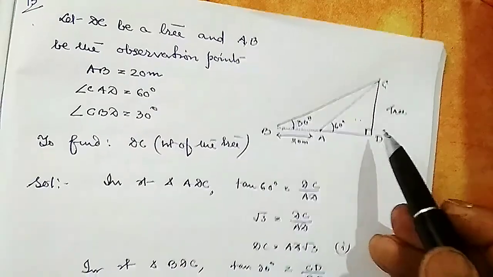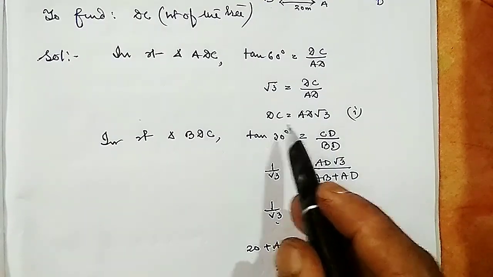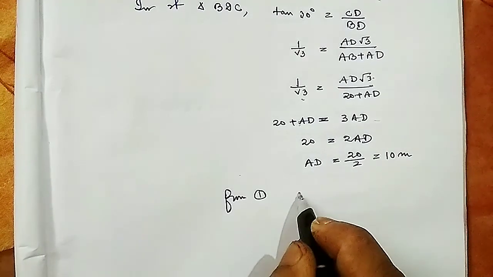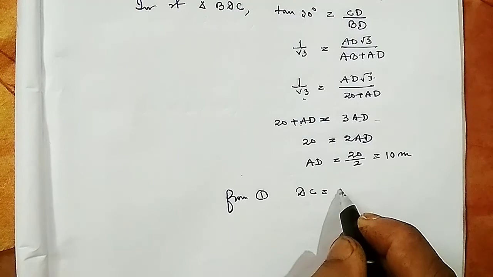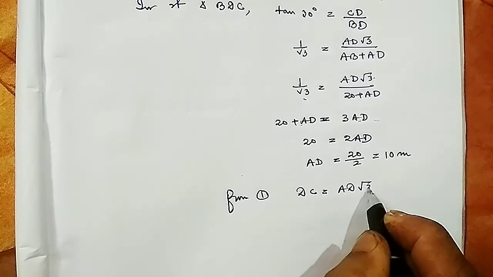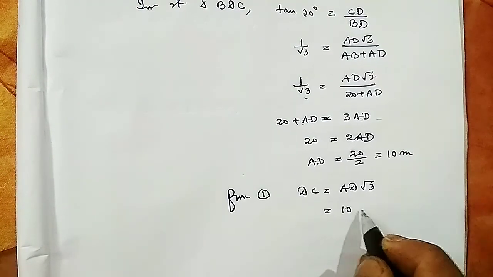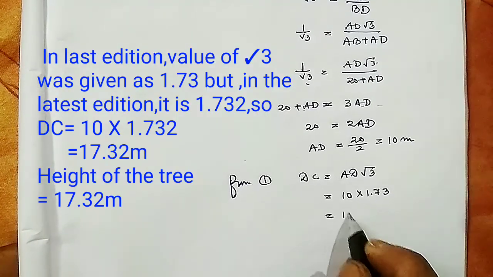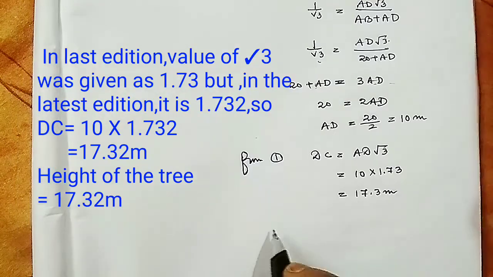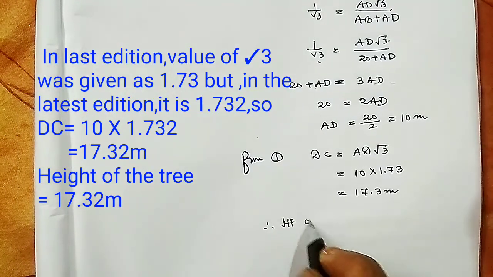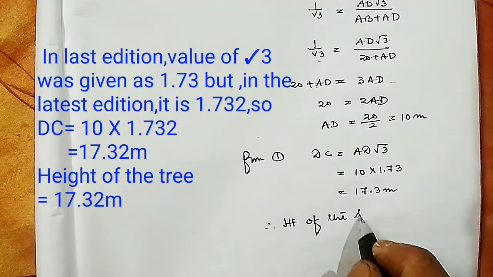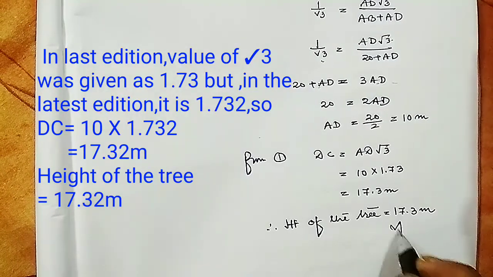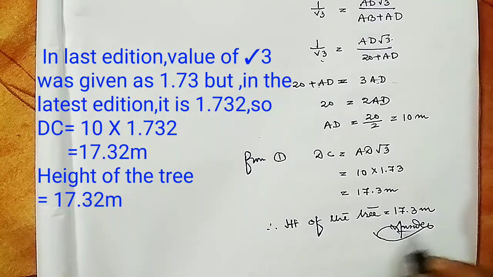Now we have to calculate DC. From equation 1, we know DC is AD root 3. So we can write from 1, DC equals AD root 3. AD is 10. Root 3 is 1.73. So if I multiply, I am going to get 17.3 meters. Therefore, the height of the tree equals 17.3 meters. And that's the required answer.